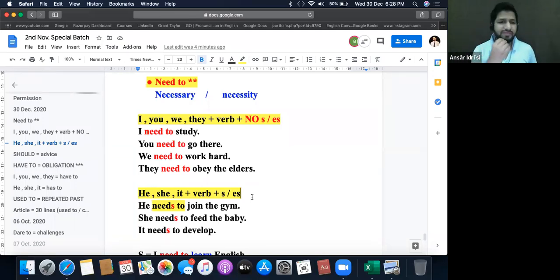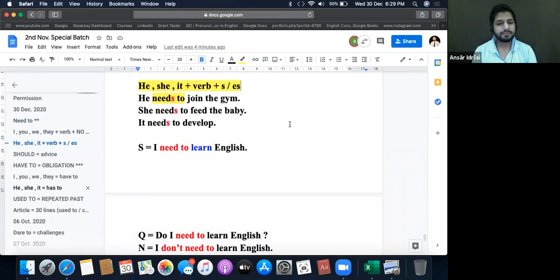For example, can you please give me some sentence with need to? For example, I have given here. I need to study. You need to go there. We need to work hard. They need to obey the elders. Next, he needs to join the gym. She needs to feed the baby. It needs to develop. So he, she, it: verb plus s or es. Are you with the verb plus no s, no es? Okay.